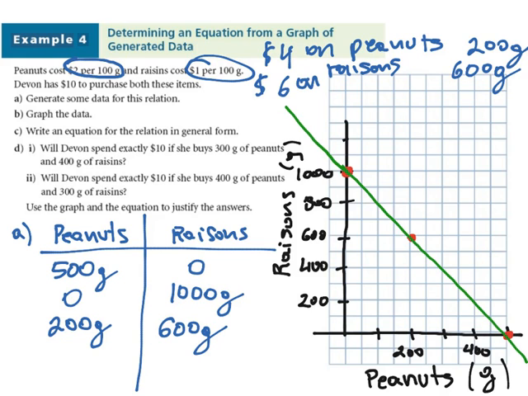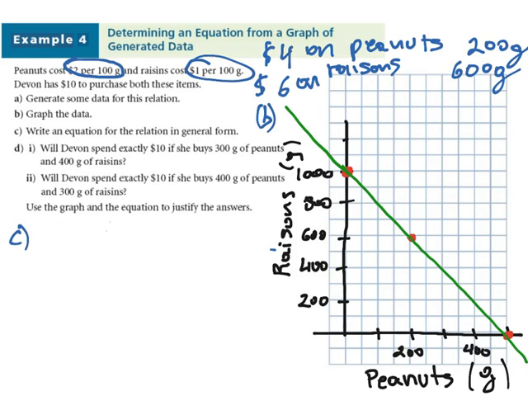Of course, you should be using a ruler when you are drawing a straight line. It's hard for me to do it on this iPad. So here is our graph. The next part is that we are going to write an equation to express this as a general form. We're going to use the graph to help us find out what the equation should look like.